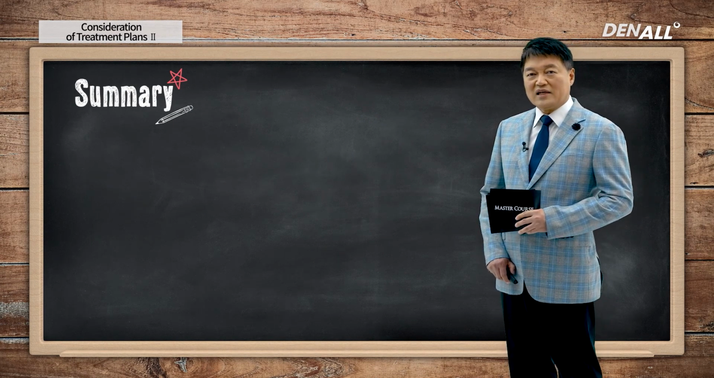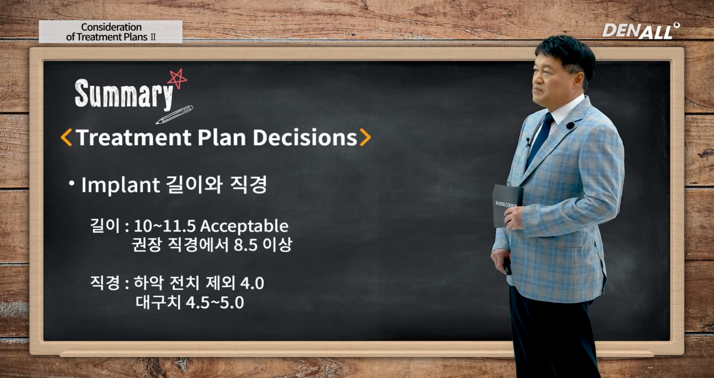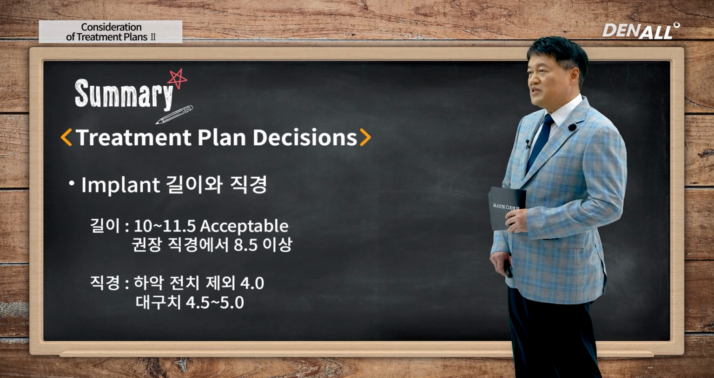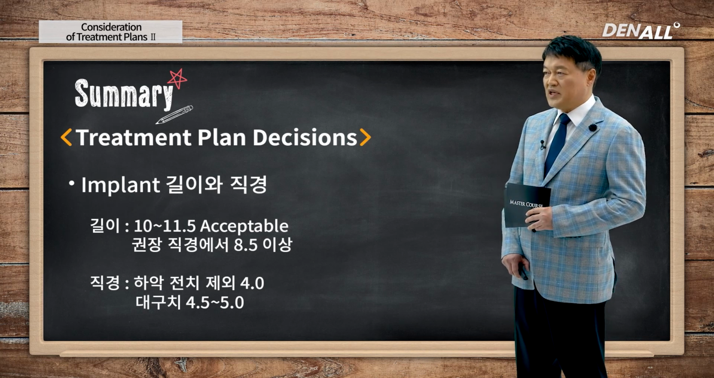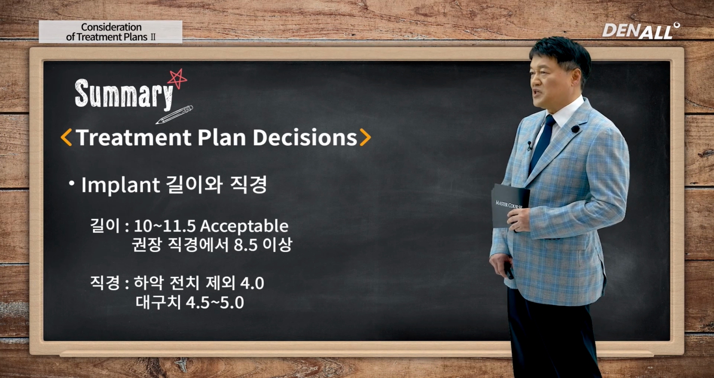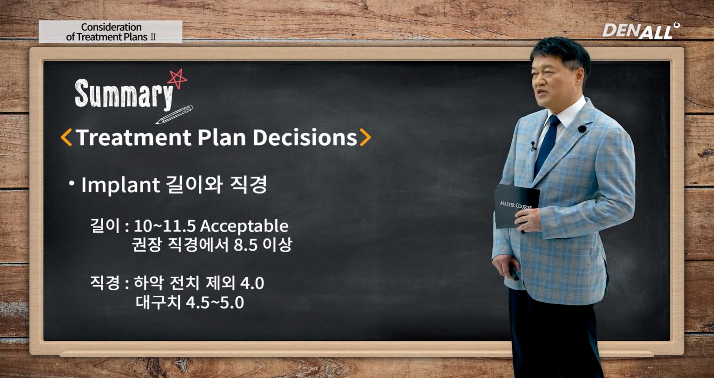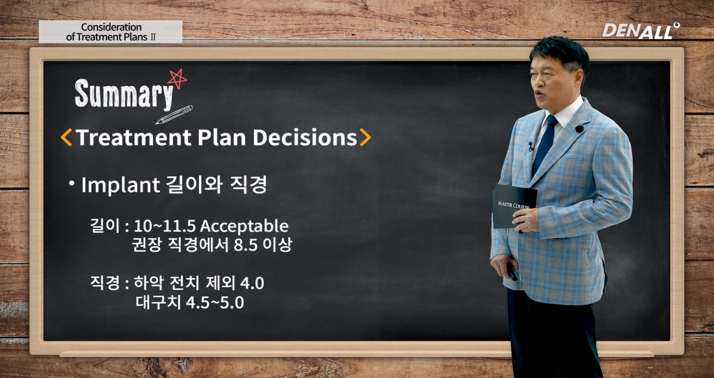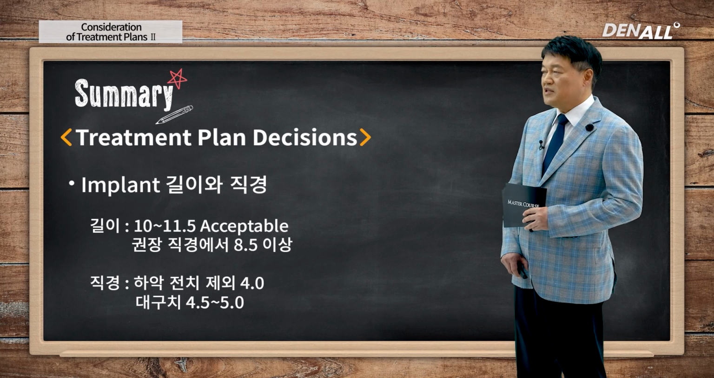This has been the main content. I would like to summarize my lecture. Treatment plan decisions: you need to think of implant length and diameter. The length, as mentioned earlier, should be 10 to 11.5, and for the recommended diameter, you should choose a length of 8.5 or more. The diameter, except for lower anterior, choose 4.0, and for the molar region, you can choose 4.5 to 5.0.